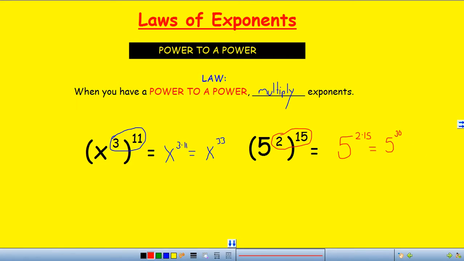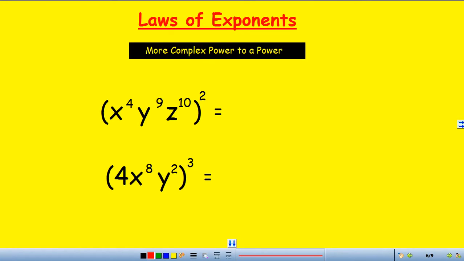Now let's look at some more complex problems dealing with power to a power. If you remember the distributive property, when you are raising a power to a power and you have numerous exponents inside of the parentheses, we must be fair and distribute that exponent to all of the other exponents on the inside. So we're not just raising 1 to a power of 2, we're raising each one of these to the power of 2.